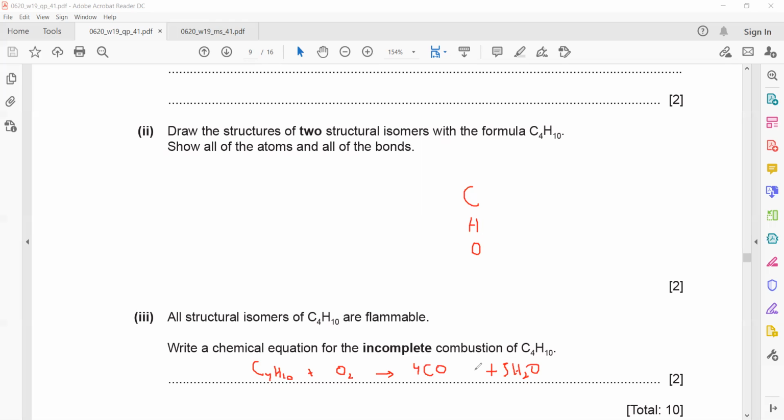Hydrogen is balanced. Now for oxygen, 4 and 5, 9. So we need 9. 9 means 4.5 or 9 by 2. This is acceptable, or if you want to write them in whole numbers, then multiply all of them by 2. Is it clear? The balancing part.